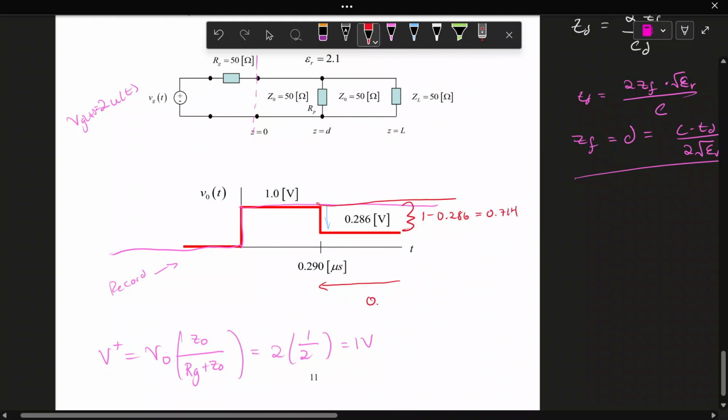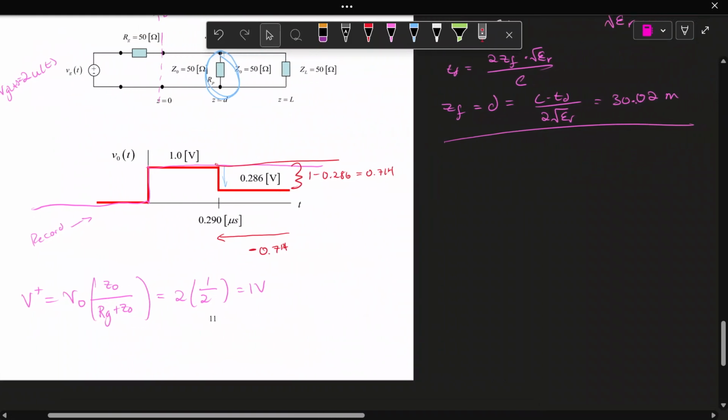0.714. And what direction is it going in? It's negative. Of course, you're subtracting, so you should get a negative here. All right, so that is our value that it's coming back at. The reflection caused by this fault resistor has to be negative 0.714.